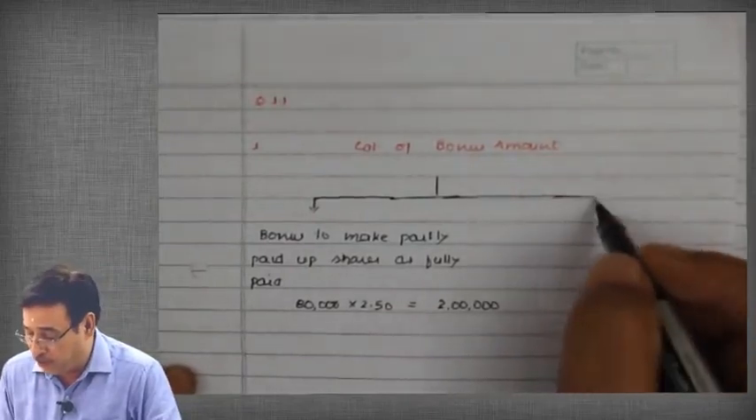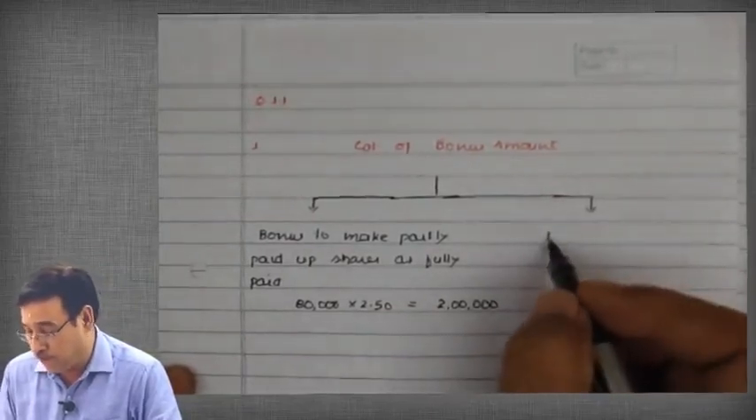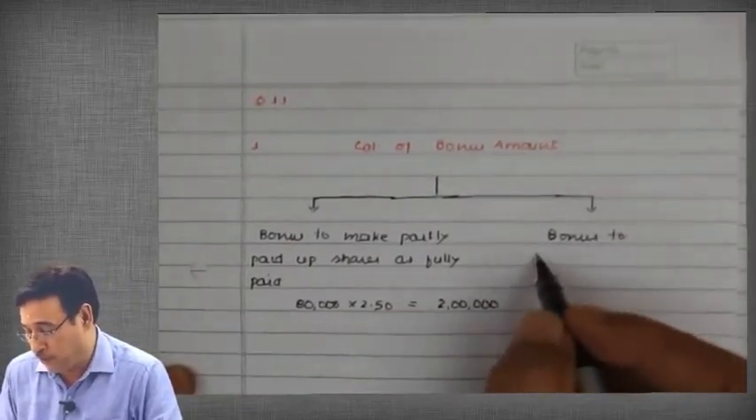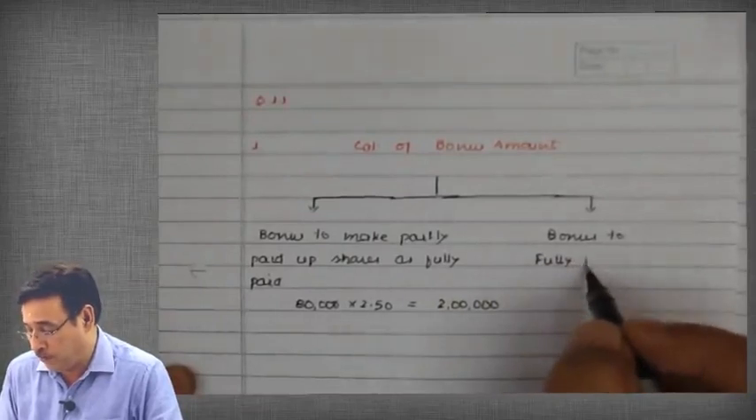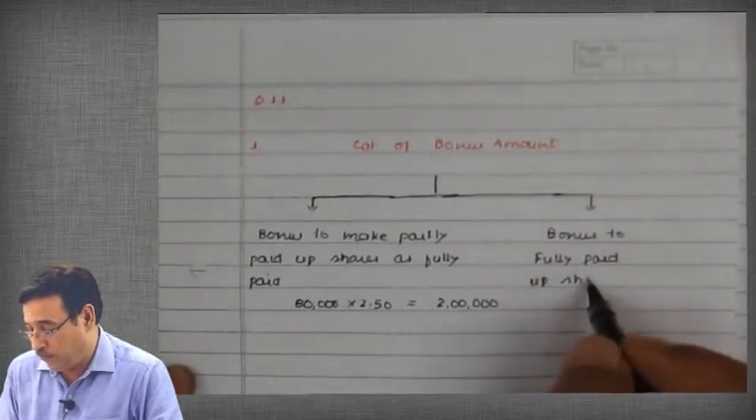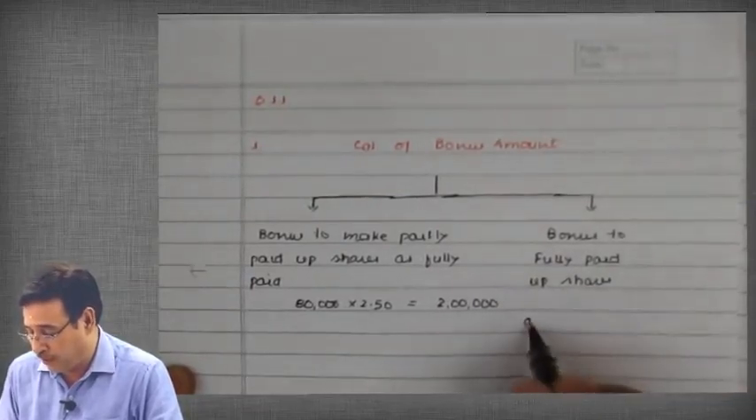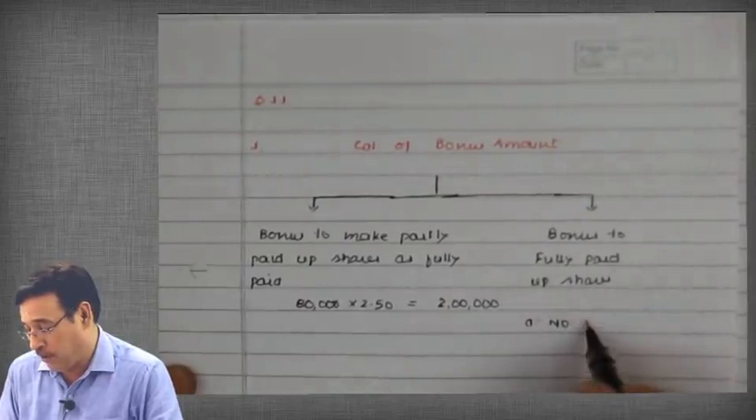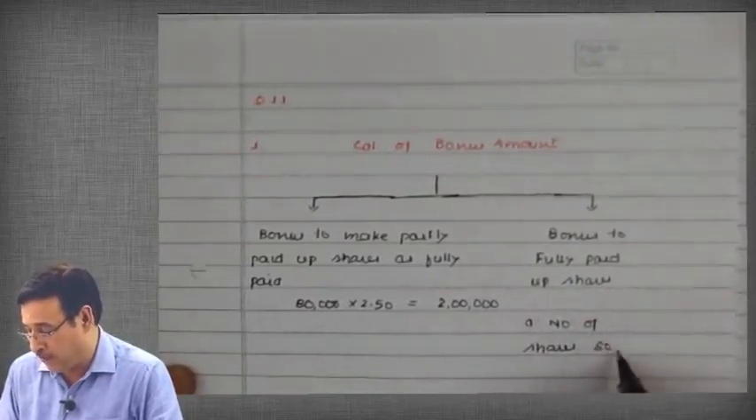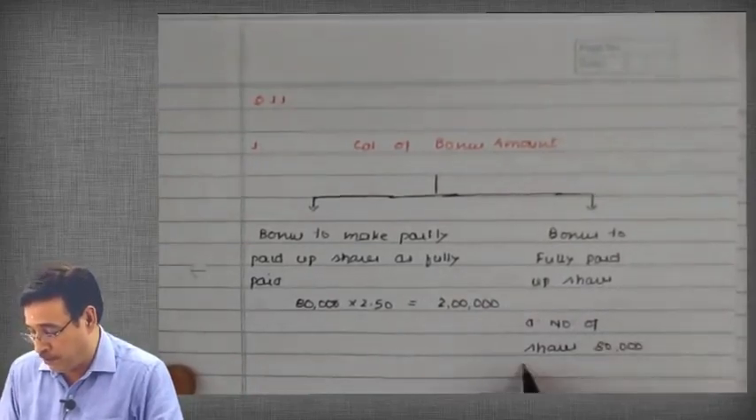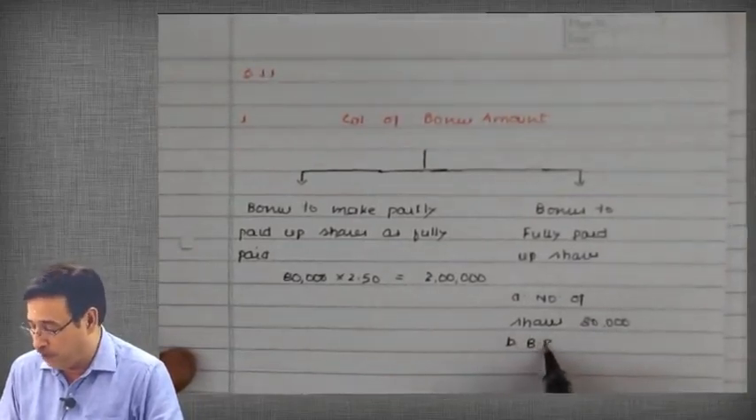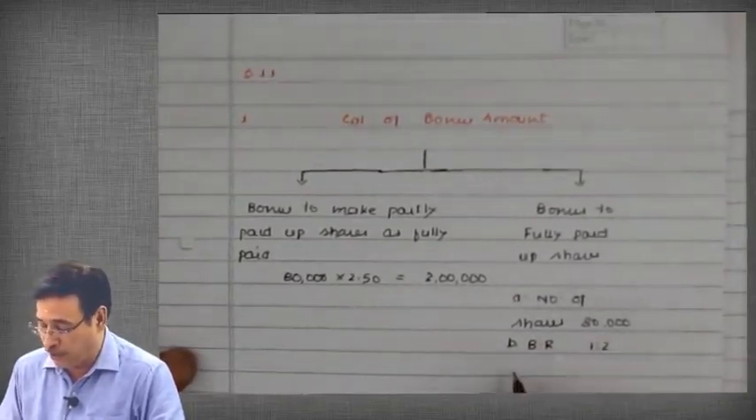Besides that, the company is also making bonus to fully paid up shares. How do we calculate? We take the number of shares, which as you can see is 80,000. Then we take the bonus ratio, isn't it? Now the bonus ratio is given to us as 1:2. So we are going to take 1:2.